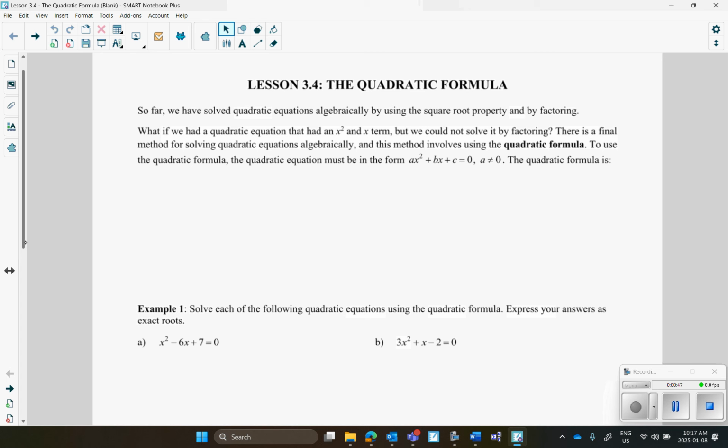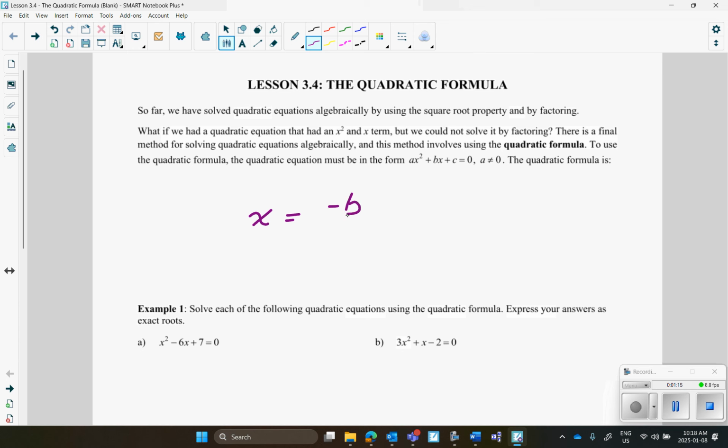Now, at the end of this lesson in your package, there's a proof of the quadratic formula, but we're not going to go through the proof. Basically, we just do some algebra to manipulate the equation to figure out how we find x. And to find x, using the quadratic formula, it is going to be this formula.